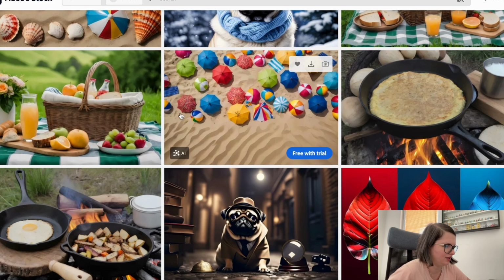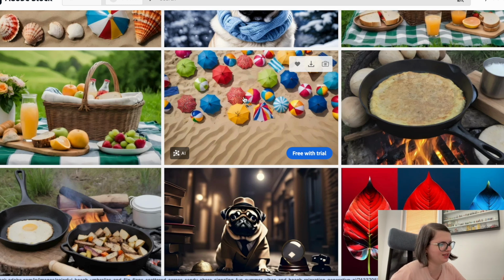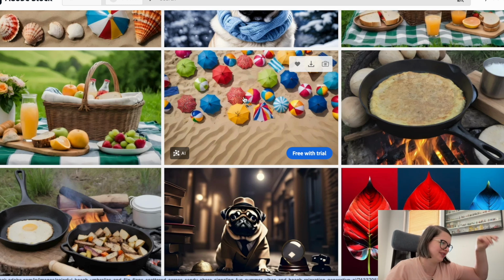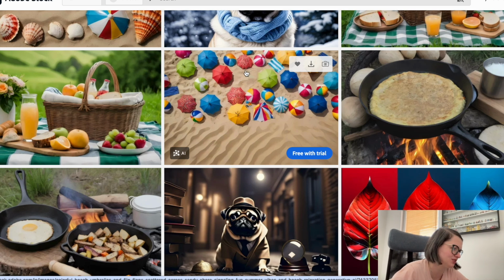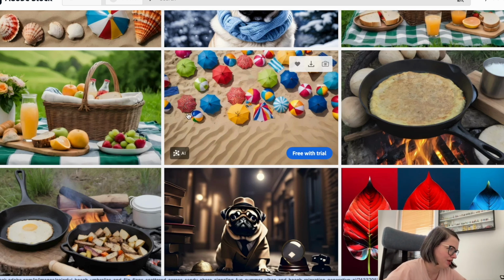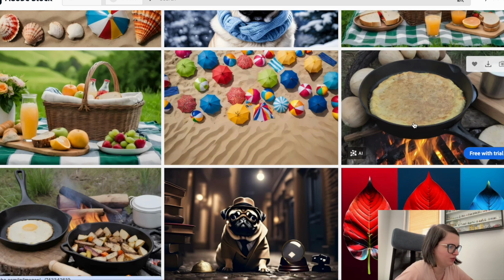The umbrellas, again, they don't look like they would look if they were really there. It just looks like toy umbrellas, and a bit weird in my opinion.